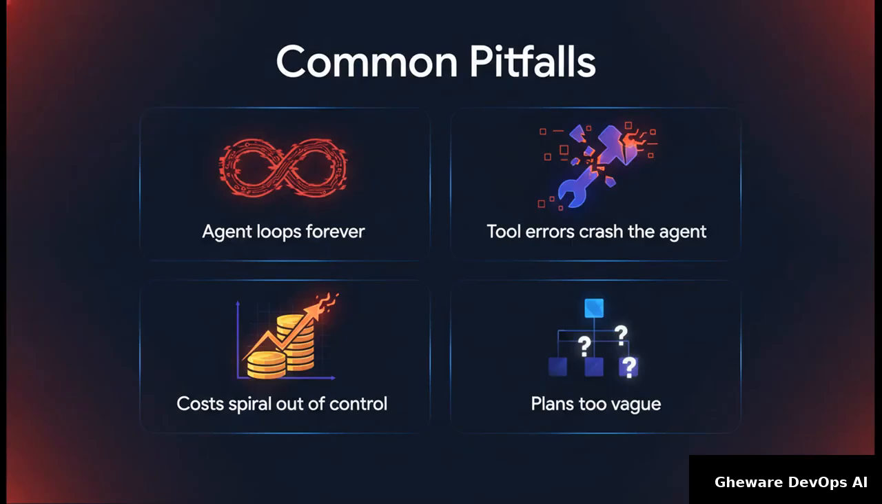And these are the dragons you will absolutely face in production. Your agent will get stuck in a loop. A tool will return an unexpected error and crash the whole process. Your costs will balloon if you use a planning agent for a simple query. And yes, you'll have to defend against prompt injection. These aren't theoretical problems. They are the day-to-day reality of building these systems.